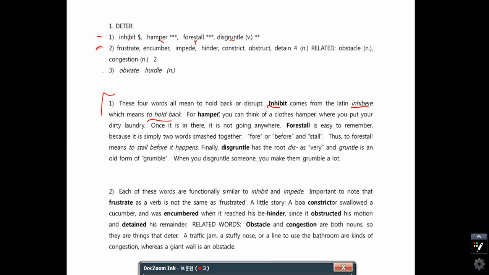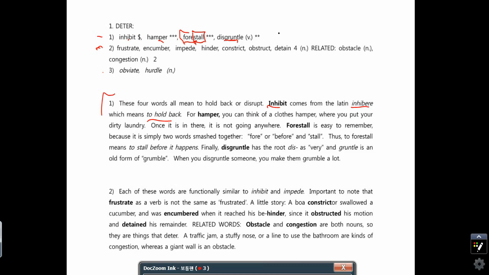The second word is hamper, which you can think of as a clothes hamper. But you can also think of a hamstring. Like if your hamstring is cut, your hammy is cut, you'd have a hard time running, and so you would be deterred from what you were doing. Forestall, to stall means to stop or to halt, and so for is before, so it means to stop, in this case stall, before. And then disgruntle, grunt is actually the sound that a person makes when they're frustrated, so to disgruntle means to cause someone to be very frustrated.